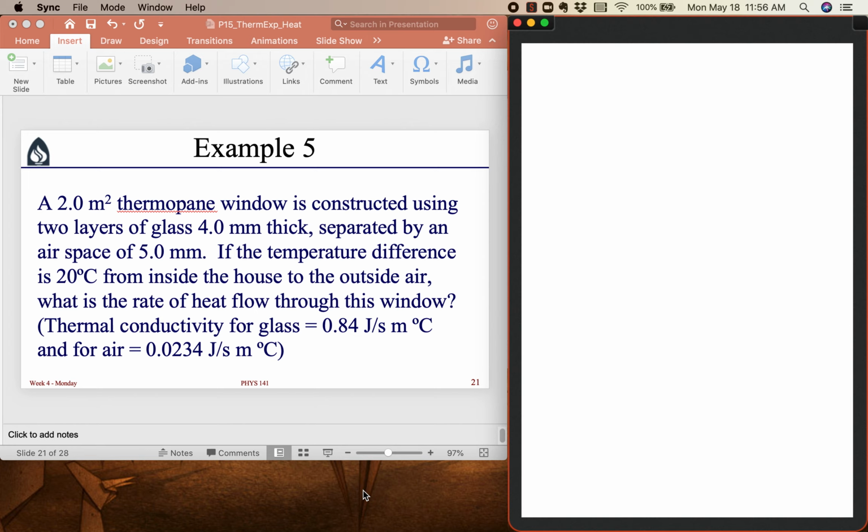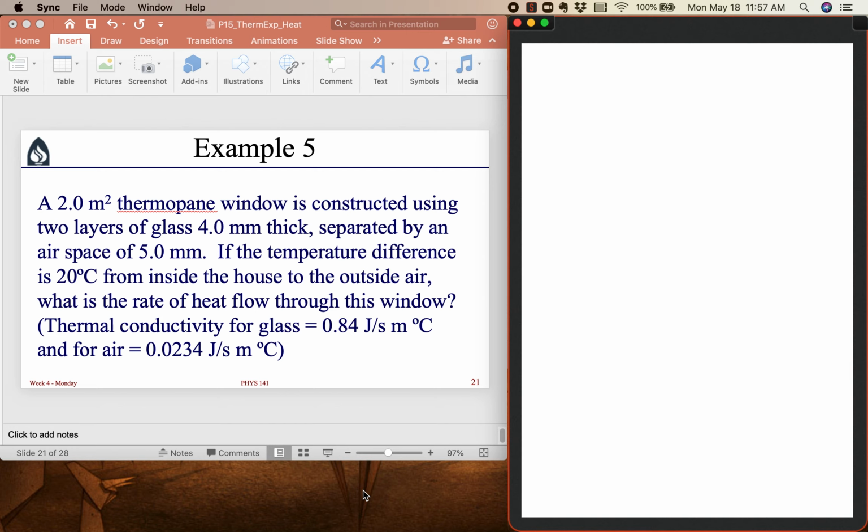Next, we'll look at a conduction problem. We have a 2 square meter thermopane window constructed using 2 layers of glass that are 4 millimeters thick and separated by an airspace of 5 millimeters. If the temperature difference is 20 degrees Celsius from inside the house to the outside air, what is the rate of heat flow through the window?